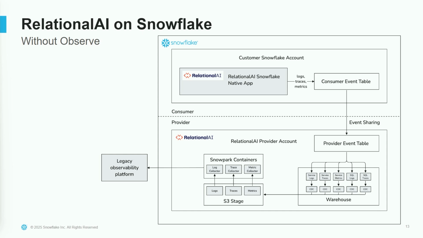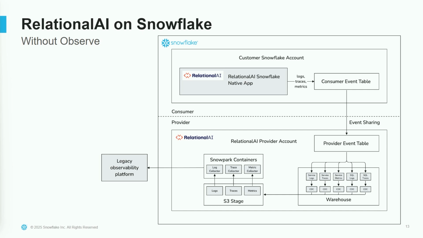So what we did before we partnered with Observe was something that's pretty complex. You probably can't read this at the back. Doesn't really matter that much. The main takeaway is that it was a pretty complex and elaborate setup. So we had to do a bunch of CDC with streams and tasks on the provider event table that pulled out our different types of telemetry, and we dumped it into an S3 stage. And then we had Snowpark containers where we ran OTel collectors that pulled in data from the stage and sent it to our legacy observability platform.